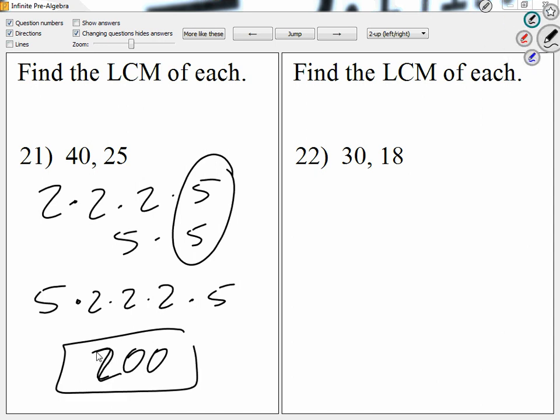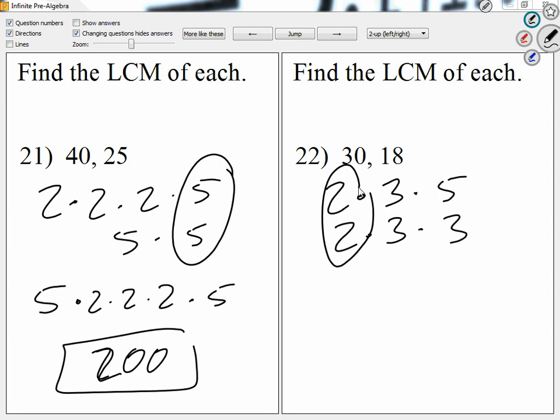Let me also take a look at number 22. So 30, prime factorization of 30 is 2 times 3 times 5. 18 is 2 times 3 times 3. I notice that my greatest common factor is 6. Right? Greatest common factor is 6. So go greatest common factor multiplied by everything else. So 90.